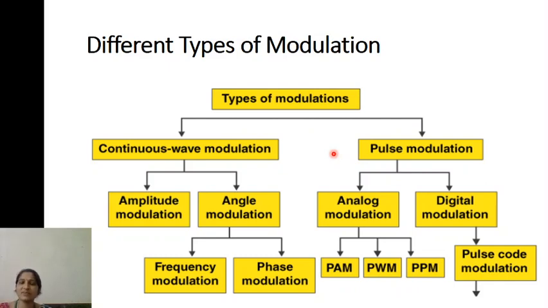In continuous wave modulation, there are three parameters that can change: amplitude, frequency, phase. If you change the amplitude, it is called amplitude modulation. If you change the frequency, it is called frequency modulation. If you change the phase, it is called phase modulation. While changing the amplitude, the remaining two parameters, frequency and phase, remain constant. In frequency modulation, the amplitude and phase are constant. In phase modulation, the amplitude and frequency are constant. Likewise, in the next class, we will discuss pulse modulation.